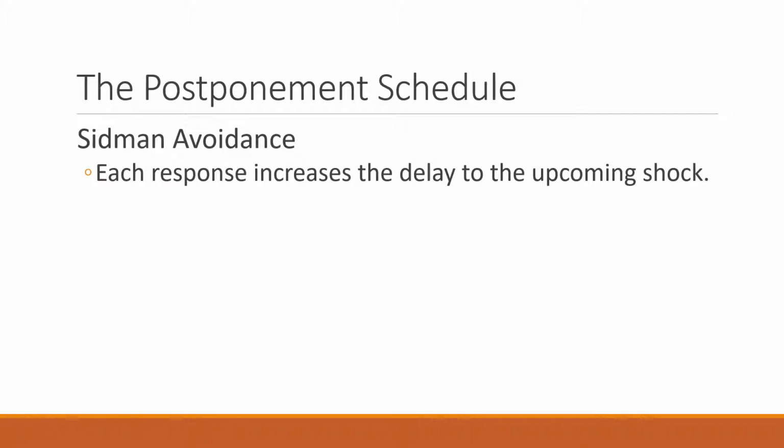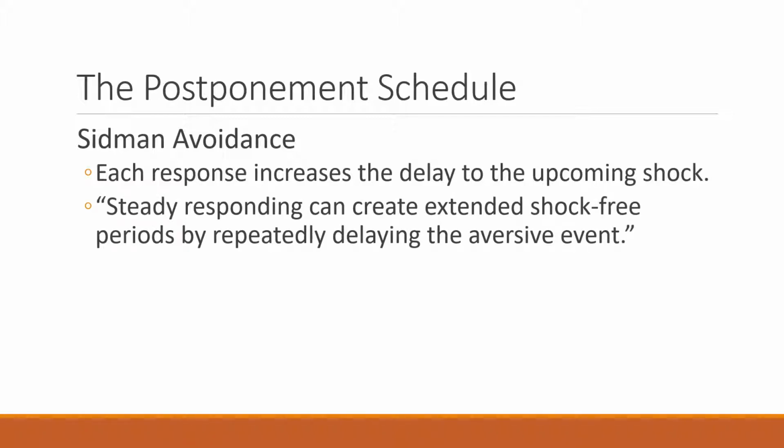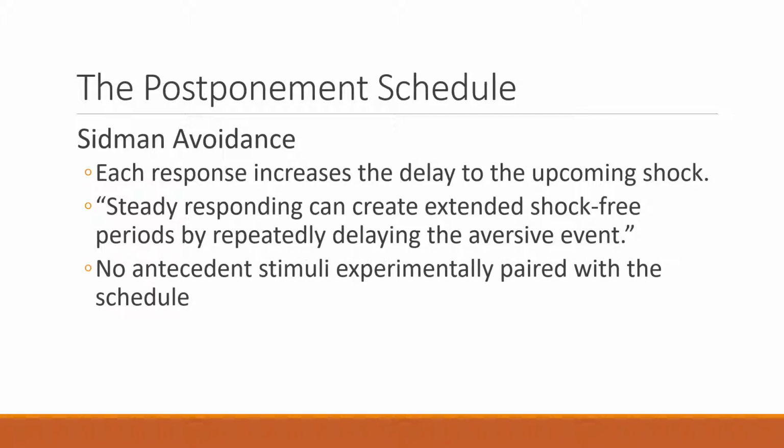There are a couple of different hypotheses about why avoidance happens, and how it's maintained over time. First, Sidman avoidance. In this experimental setup, each response increases the delay to an upcoming shock. So if the rat continues to press the lever, it can avoid the shock indefinitely. Or, as quoted in Iverson and Lattal's text, steady responding can create extended shock-free periods by repeatedly delaying the aversive event. In Sidman's experiments on this topic, no antecedent stimuli were paired with the schedule of shocks, so avoidance, if it occurred, was unsignaled or undiscriminated. At least that's what it was called. It's certainly possible that the passage of time on that schedule came to have stimulus control over the avoidance response.